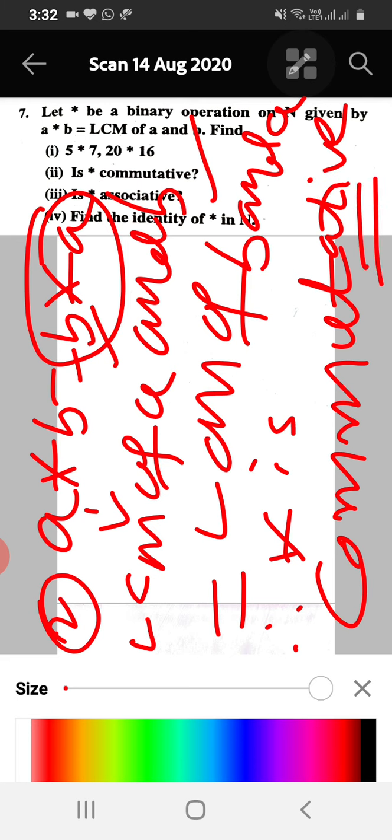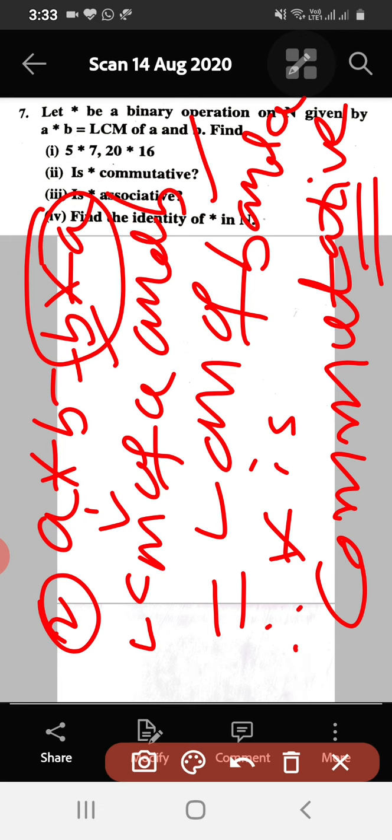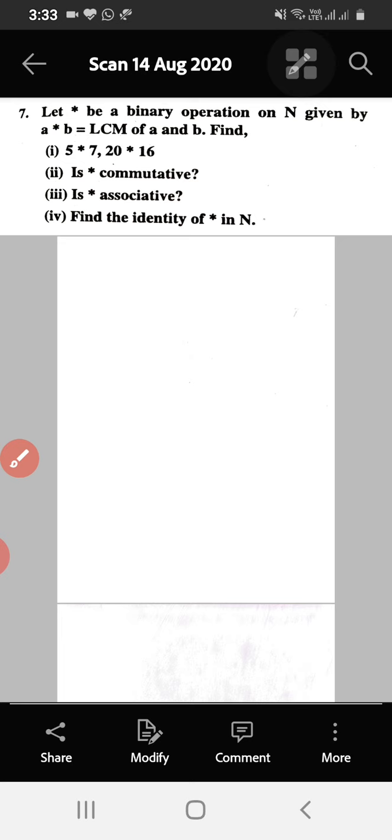A star B means LCM of A and B. Nothing but this is LCM of B and A. So if you take the LCM of, say, 5 and 7, it will be the same as the LCM of 7 and 5. So both are the same. Therefore, star is commutative. Okay, just check for the third one.